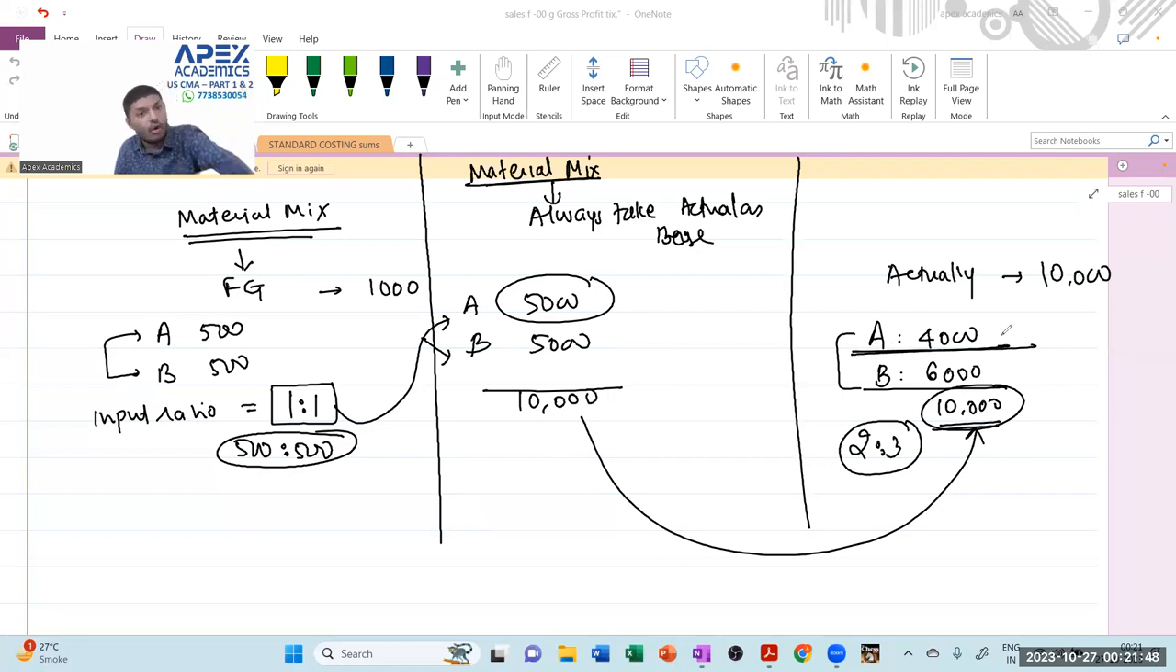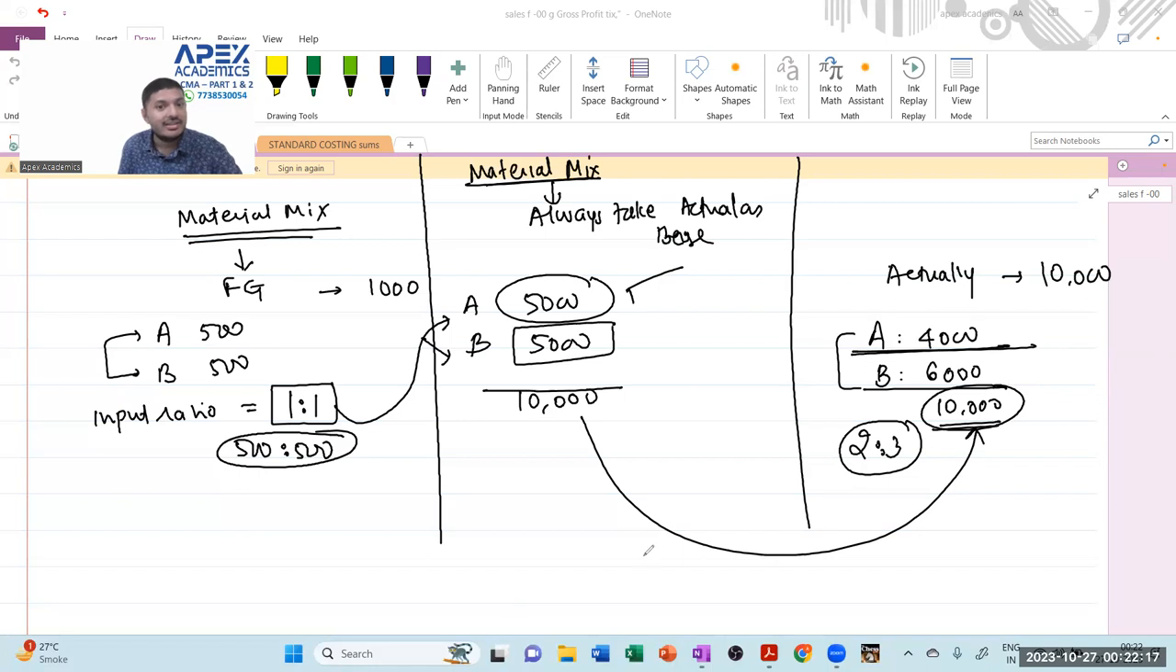Good or bad? Good. How much A should I have used? 5,000. How much did I use? 4,000. I used less than what is needed. It is a very, very good thing. How much B should I have used? 5,000. How much did I use? 6,000. I used less or more? I used more than what is expected. That is bad.